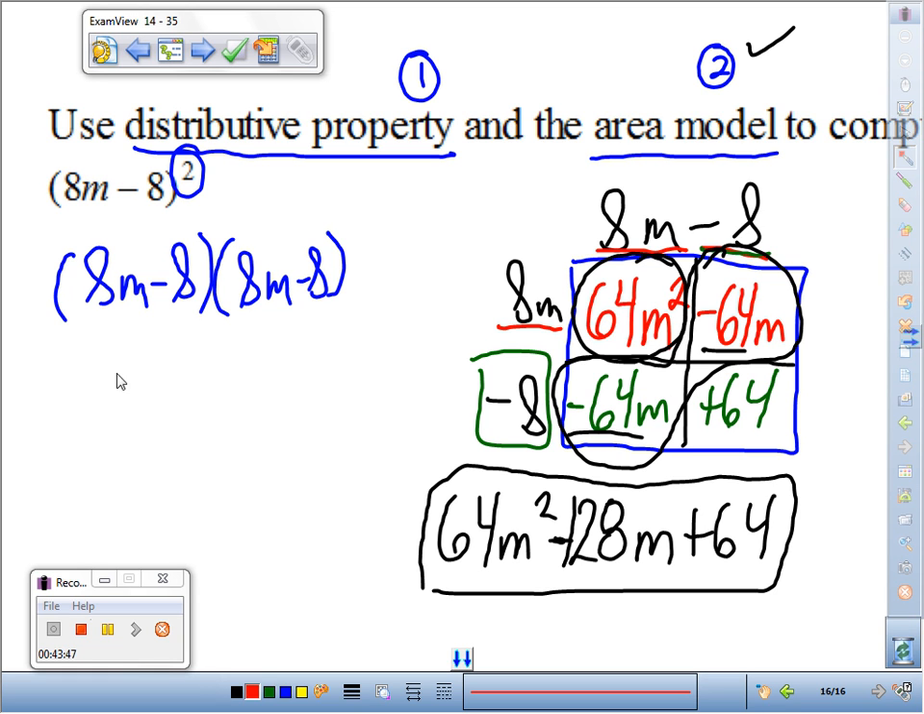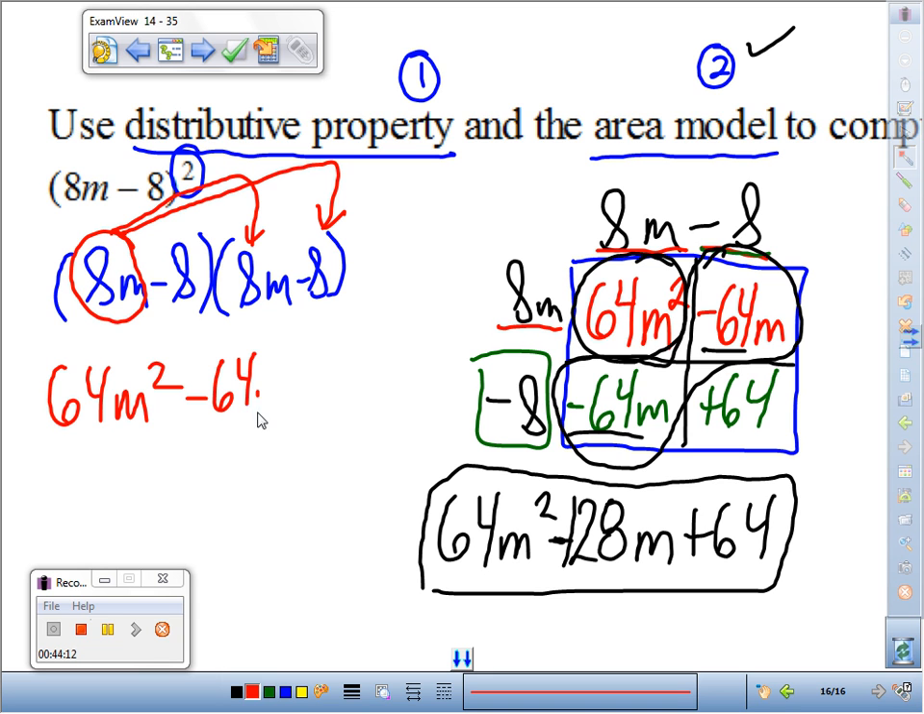Here we go. Circle this one, and then you need to show me with arrows. Because if you don't, that tells me that you're not following the process. What is 8 times 8? That's 64. M times m, that's m squared. 8 times negative 8, that's negative 64m.